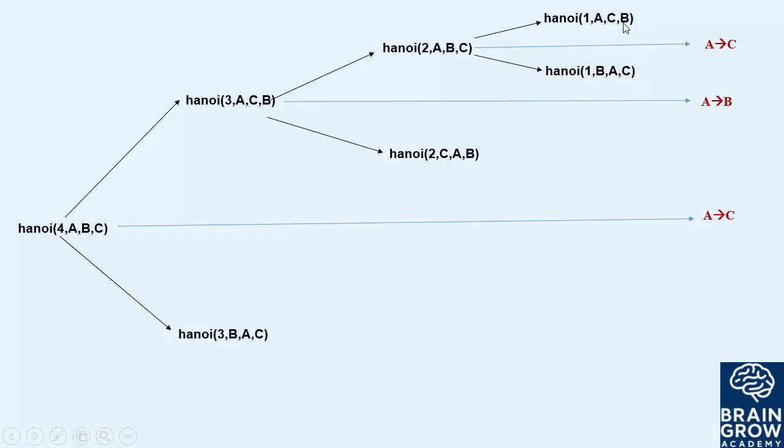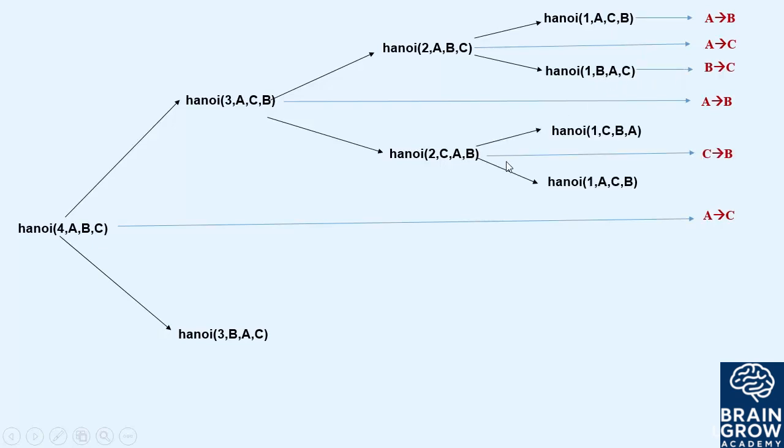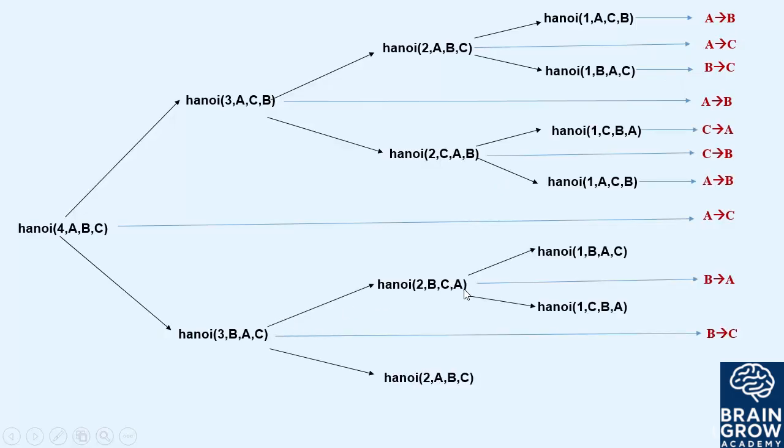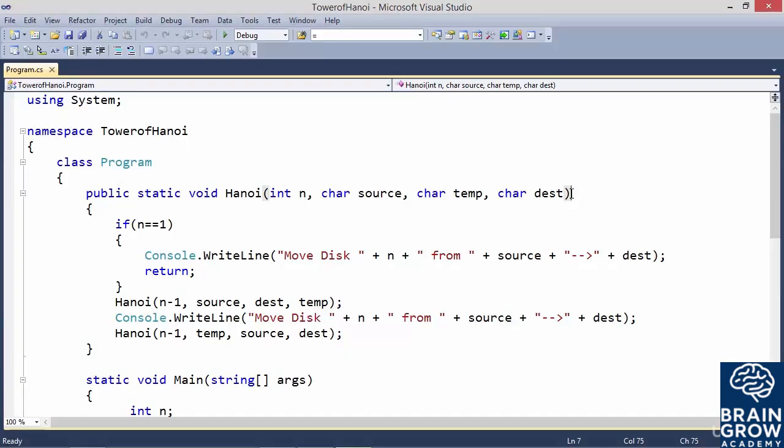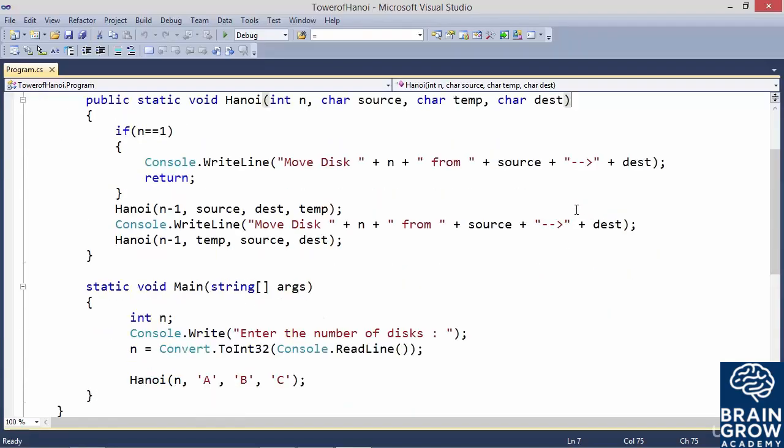Now these two are the base cases since the value of n is 1. So here we'll just move the disk from A to B, and here we'll move the disk from B to C. Similarly, other calls will also proceed. These all are base cases because the value of n is 1. This is the recursive method for solving the Tower of Hanoi problem.